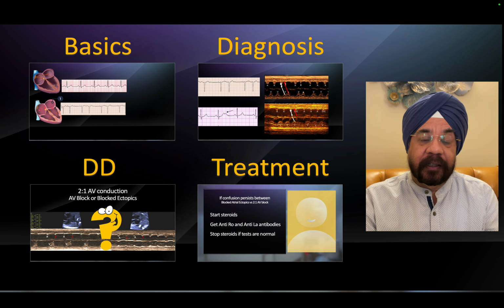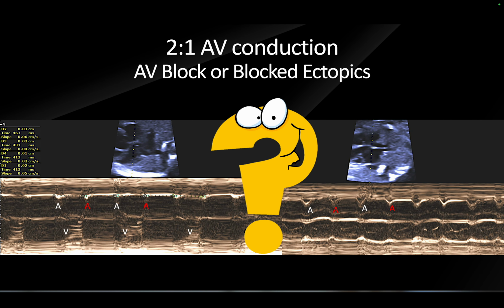The discussion here is a differential diagnosis. It's a very, very critically important differential diagnosis, that is, is it 2:1 conduction or is it a blocked atrial ectopic? So the red one, the A wave, the atrial beat, is it ectopic or a normal 2:1, which is the two atrial beats and one is conducted. This is a very, very important differential diagnosis.